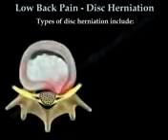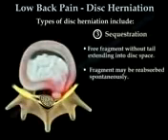The third type is called sequestered disc, a free fragment without a tail extending into the disc space. The fragment may have a chance to be reabsorbed spontaneously, and it may actually get better with epidural injection.